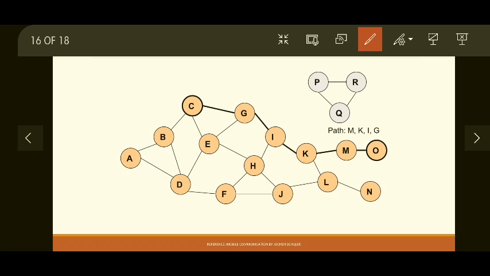Okay, so this is the best possible path that is obtained. The path is MKIG. MKIG is the path on which the packet is returned, which is received by C. The packet path is updated and actual data can now be forwarded on this path. Actual data is forwarded on this path in order to deliver that data to node O. Okay, so this is how route discovery is maintained.